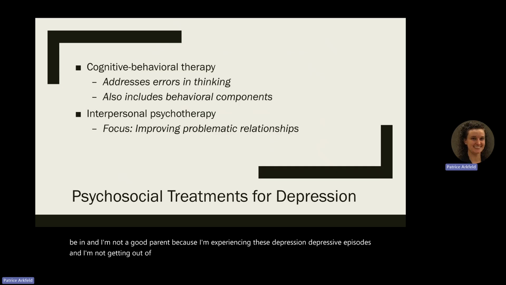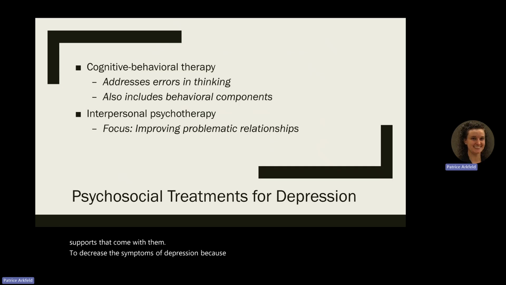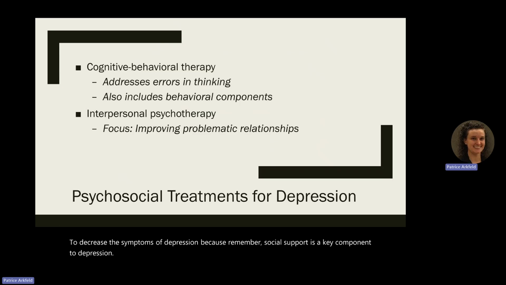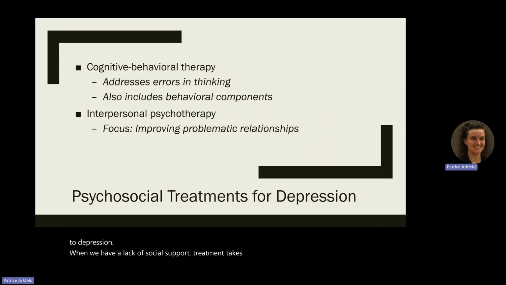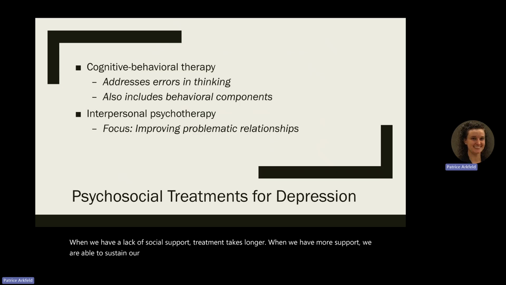IPT works to focus on those relationships and improving the supports that come with them to decrease the symptoms of depression. Because remember, social support is a key component to depression. When we have a lack of social support, treatment takes longer. When we have more support, we are able to sustain our treatment progress much longer. So IPT works by focusing on that social support.